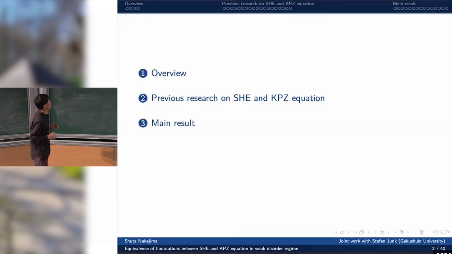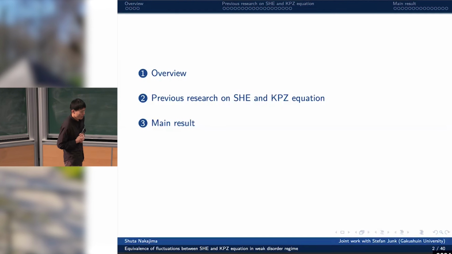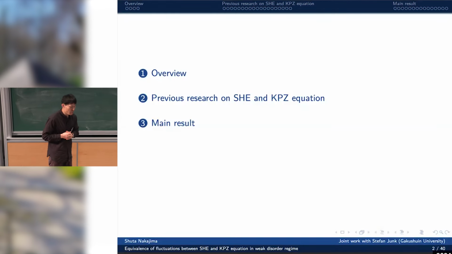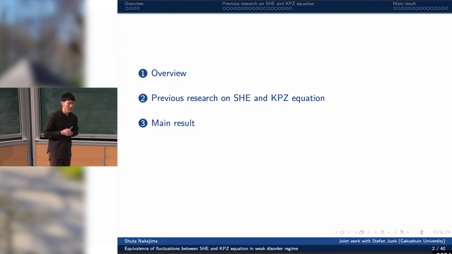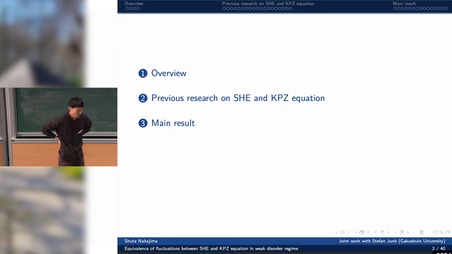Okay, so this is the plan of my talk. First I want to talk about the background of the KPZ equation, and then I will discuss previous research around the SHE and the KPZ equation, and finally I want to talk about our main results.